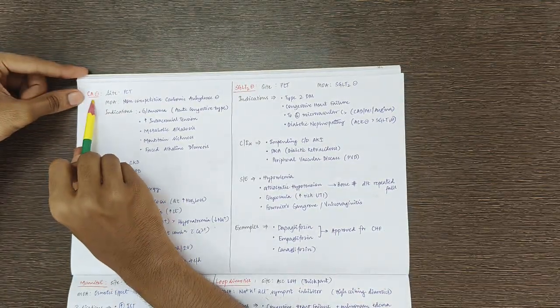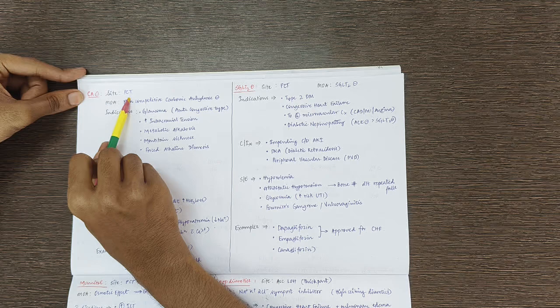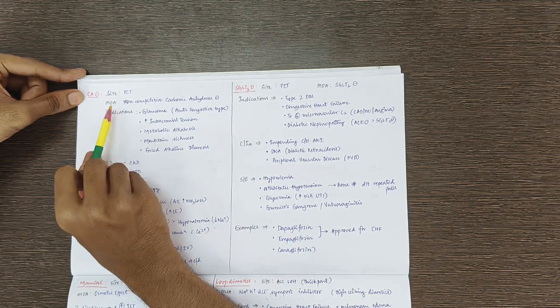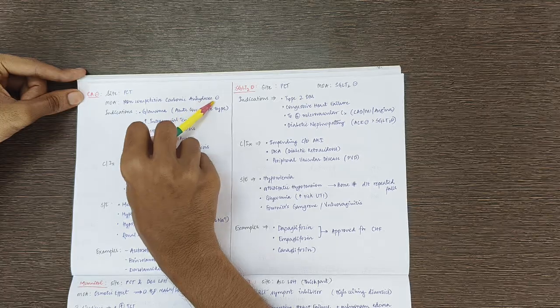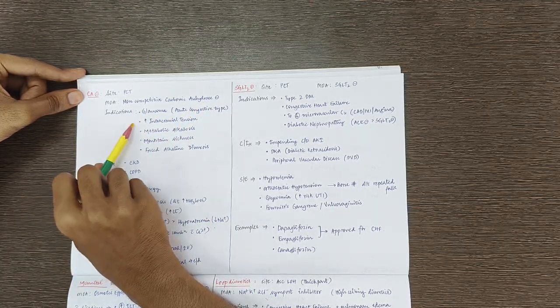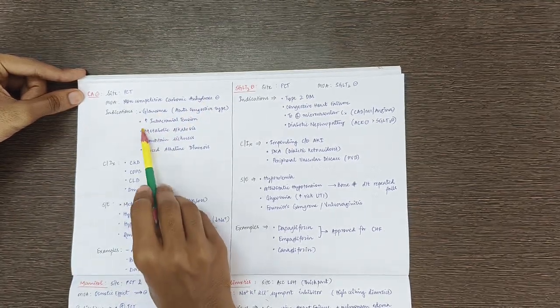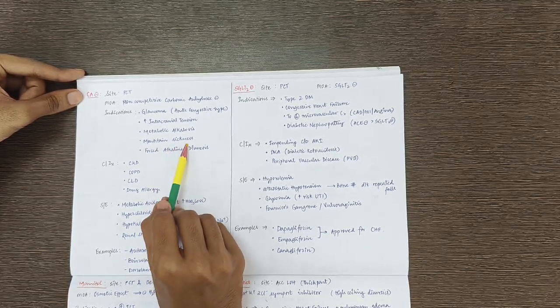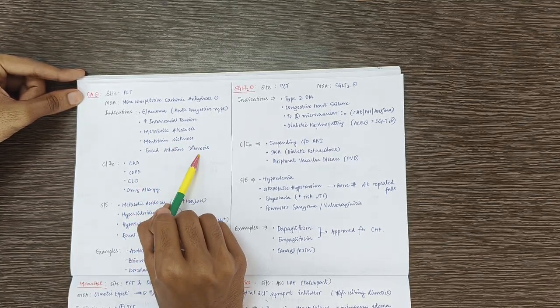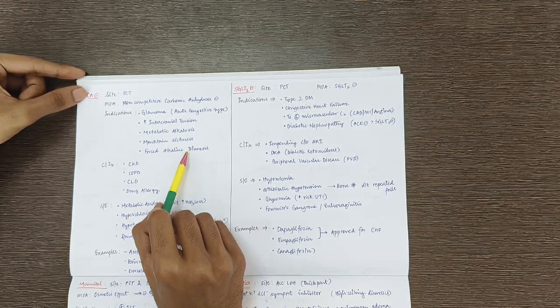Firstly, it is carbonic anhydrase inhibitors, where they act on PCT. What is the mechanism of action? It is non-competitive carbonic anhydrase inhibition. Indications: glaucoma, increased intracranial tension, metabolic alkalosis, mountain sickness, forced alkaline diuresis. These are the indications of carbonic anhydrase inhibitors.